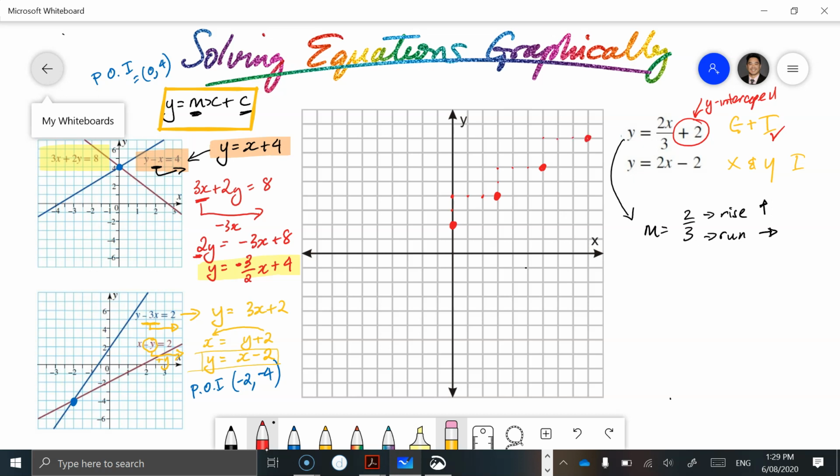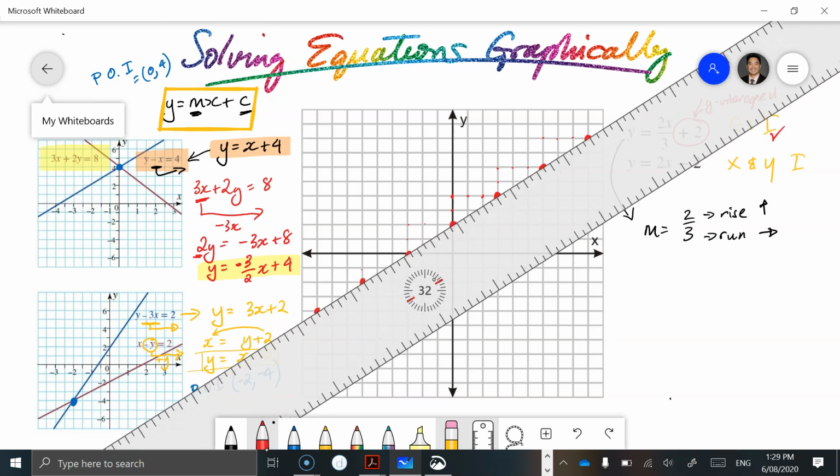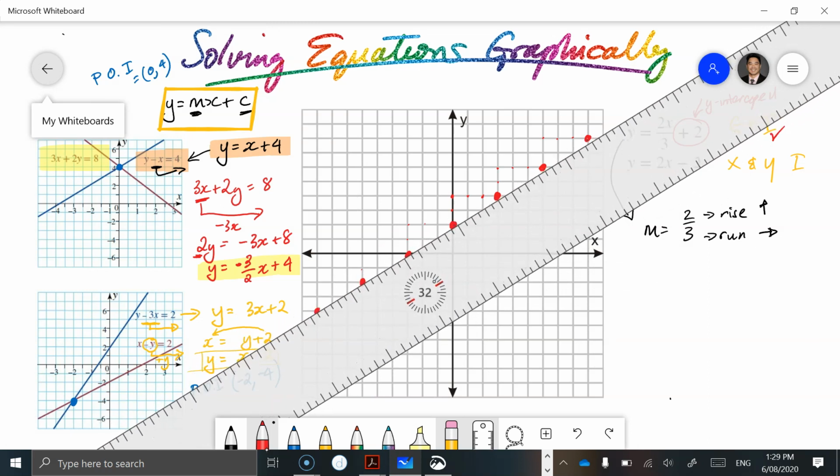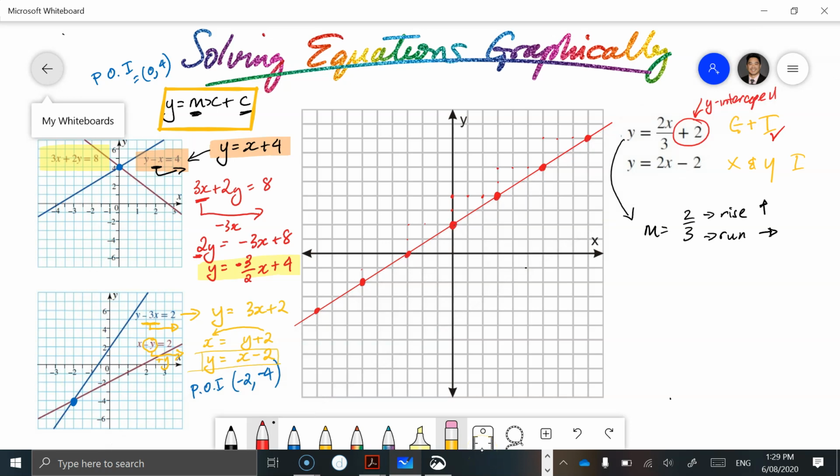And we can backtrack again. We can go back 3, down 2. Back 3, down 2. Back 3, down 2. And we can just keep on going. And it's clear that it is a straight line. Let's just join the dots together. That looks all right. Okay, so there's our first graph.